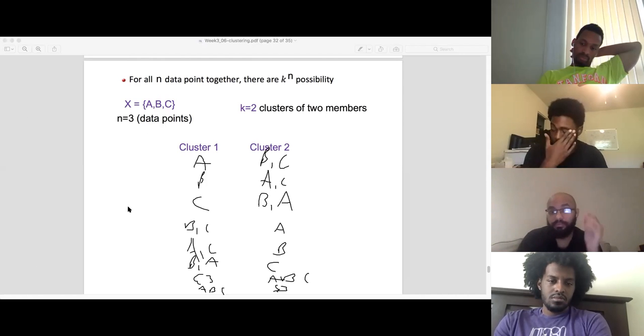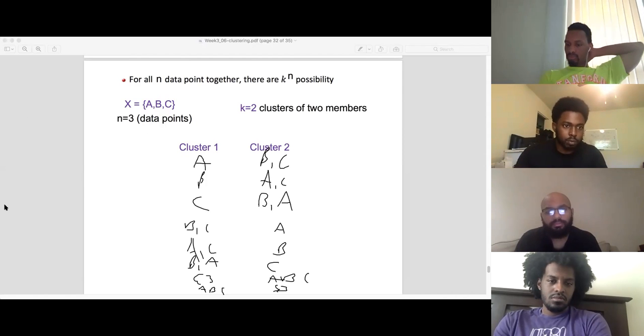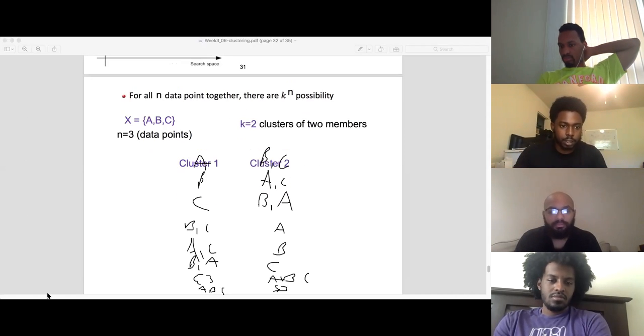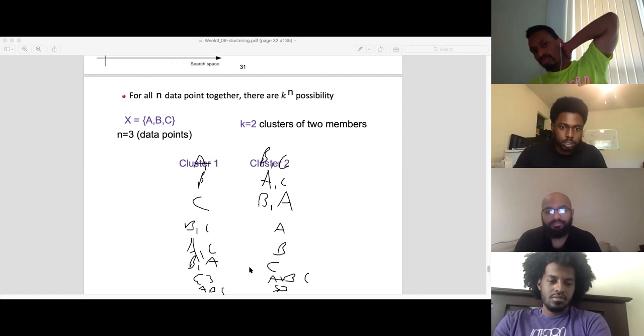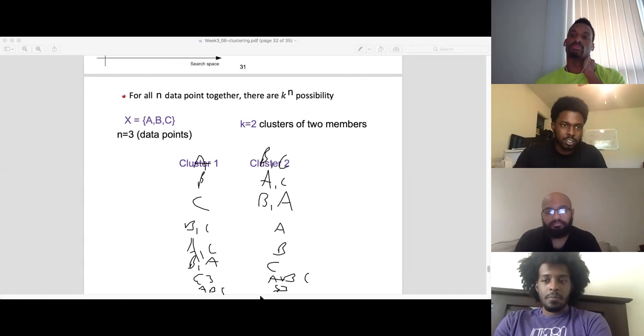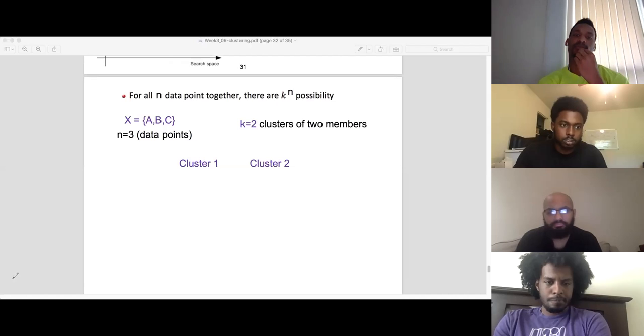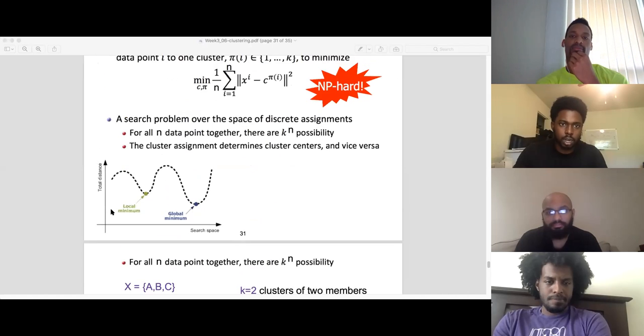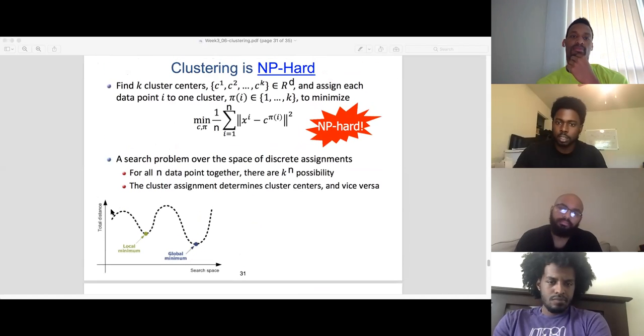And I think what's happening in the previous slide is they're trying to comment on that by, oops, let me delete these annotations. Can I clear my drawings? Yeah. Okay. So what they're trying to comment on is that because of all these discrete assignments, there's a lot of possibilities, and that's NP hard.